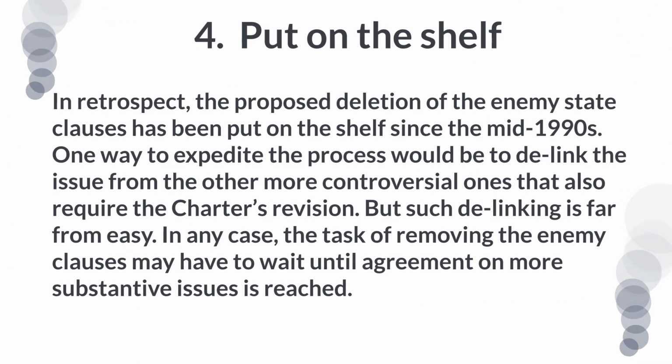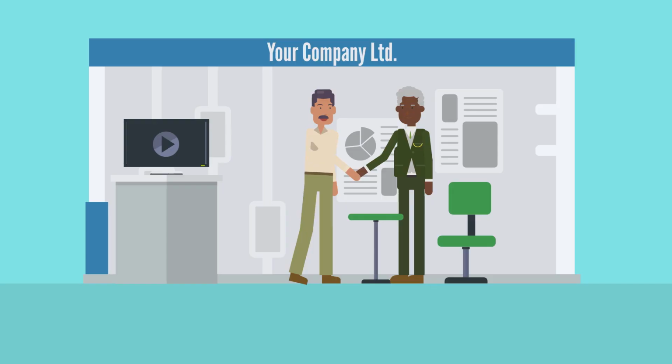4. Put on the shelf. In retrospect, the proposed deletion of the enemy state clauses has been put on the shelf since the mid-1990s. One way to expedite the process would be to delink the issue from the other more controversial ones that also require the Charter's revision. But such delinking is far from easy. In any case, the task of removing the enemy clauses may have to wait until agreement on more substantive issues is reached. The bigger the organization and the longer the history, the harder it is to make small changes.